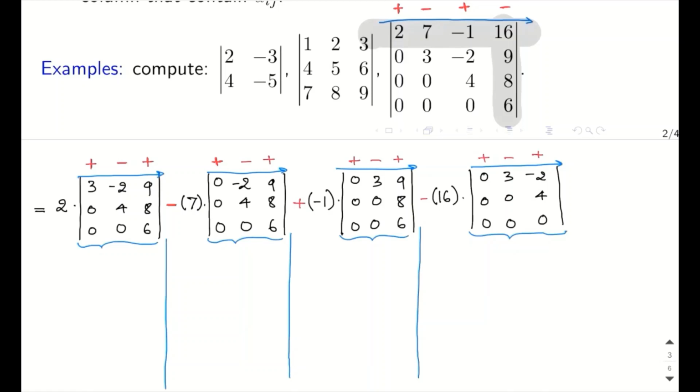So this is going to be, the first one is a plus for the number 3, and the plus in front is no problem, so I just ignore it. 3 times the determinant obtained by deleting the row and the column containing the number 3, so you can easily see what's left is 4, 0, 8, and 6.